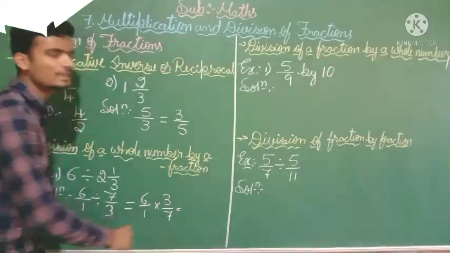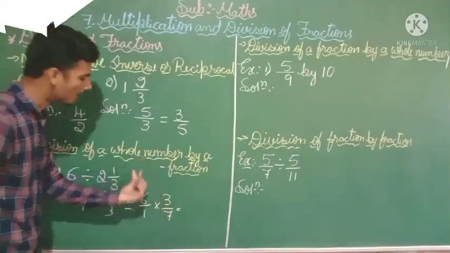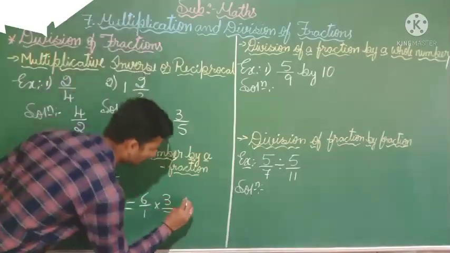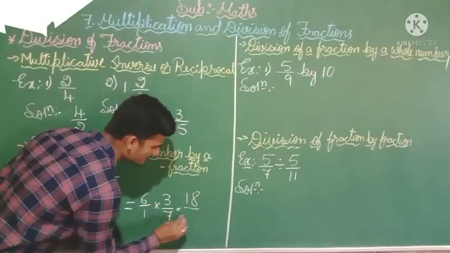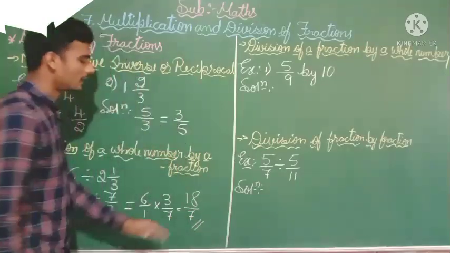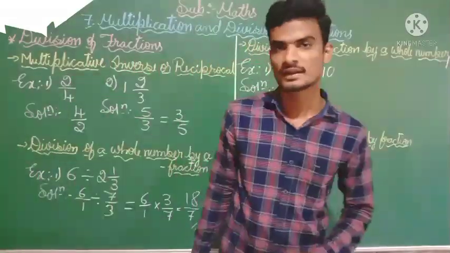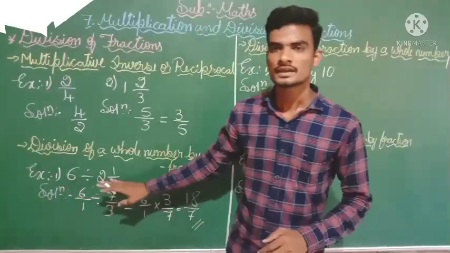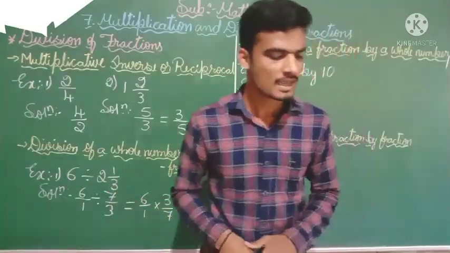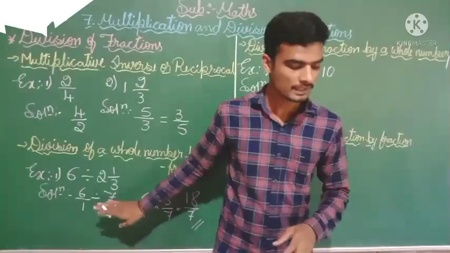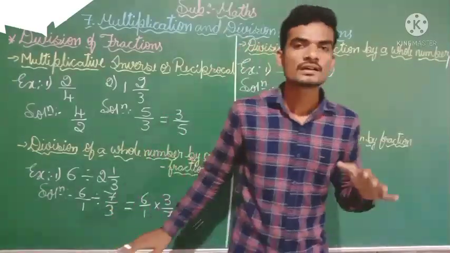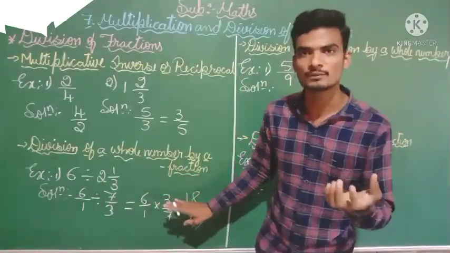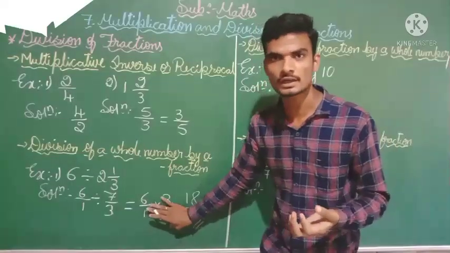Now you multiply numerator with numerator and denominator with denominator. So 6 3s are 18, then 1 7s are 7. So your answer is 18 by 7. In this way you find the solution for a given problem. This is the problem I have taken from your exercise 7.2 B main, the third problem. See, all problems are the same. You follow the same steps that I have followed here to solve the remaining problems.